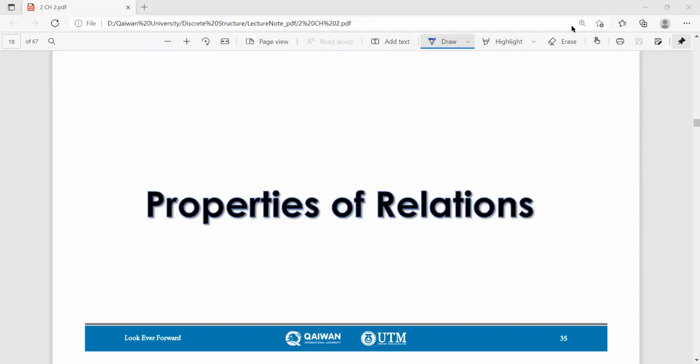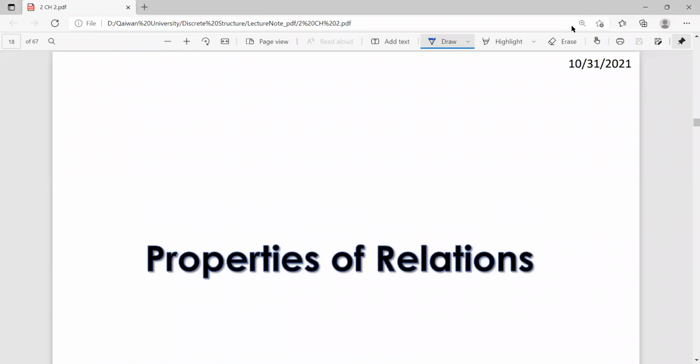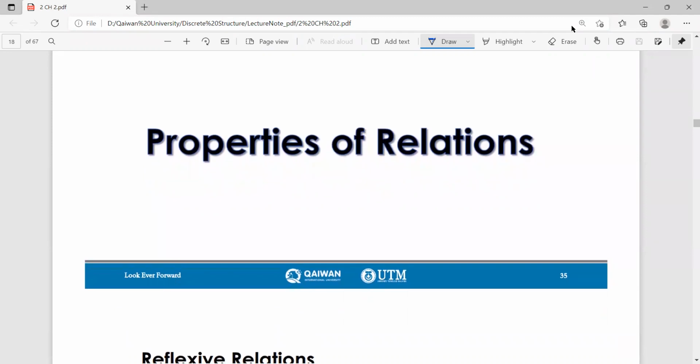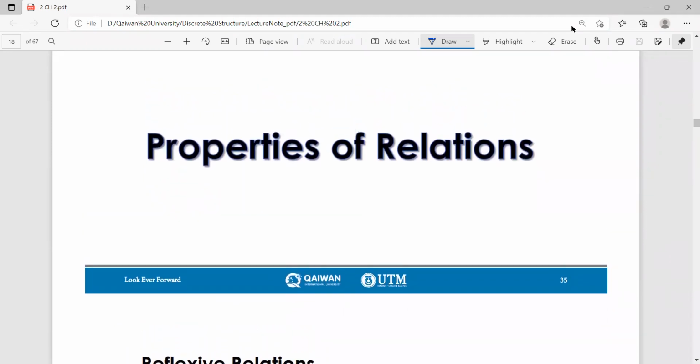During last lecture, we talked about relations, and now we have properties of relations. Here we have three properties of relations, which are reflexive, symmetric, and transitive. And if a relation has these three properties all together at the same time, it means that relation is an equivalence relation.